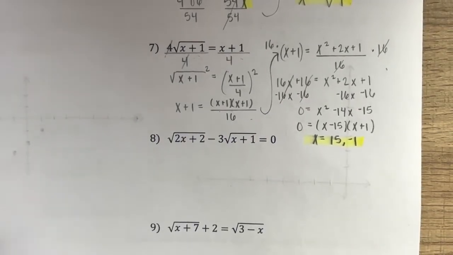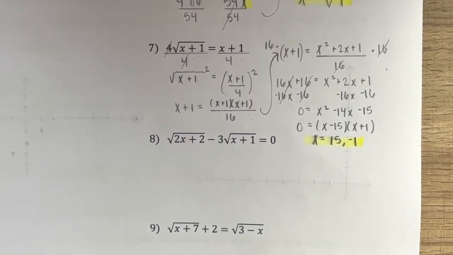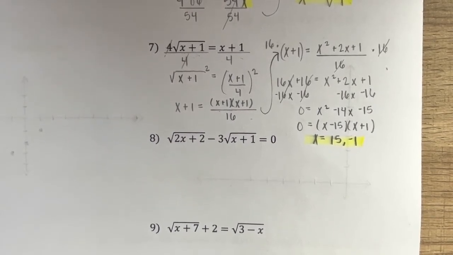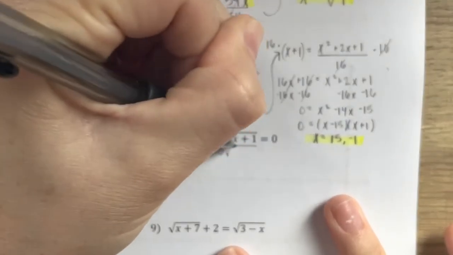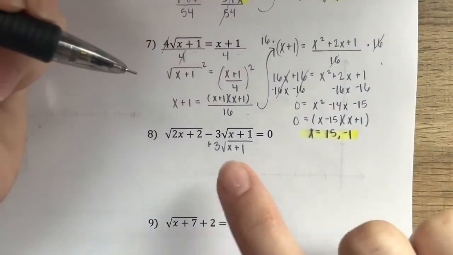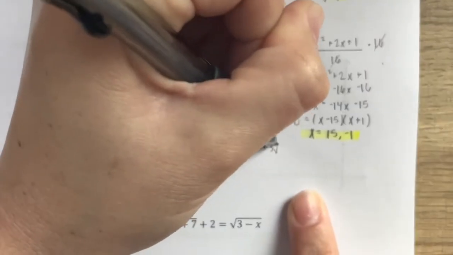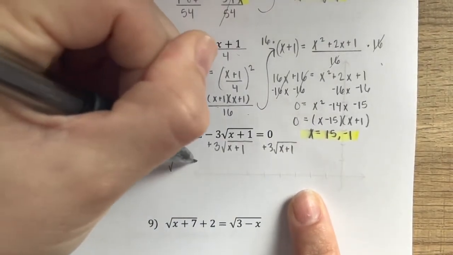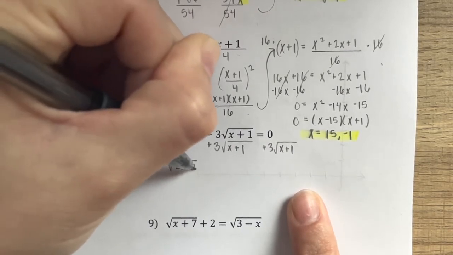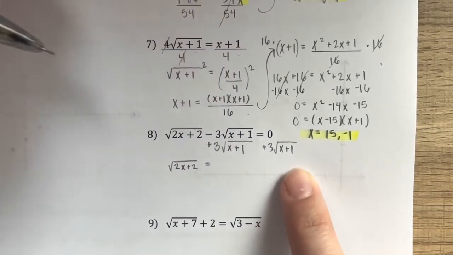And then for number 8, so the square root of 2x plus 2 minus 3 times the square root of x plus 1 equals 0. So right now we have two radicals on one side. So when you have two radicals on one side, it's usually your best bet to move them on opposite sides. So I'm going to add the 3 root x plus 1 to both sides to cancel it out on this side. And then when I do that, my new equation is the square root of 2x plus 2 equals 3 root x plus 1.